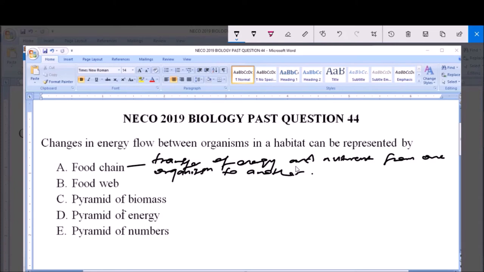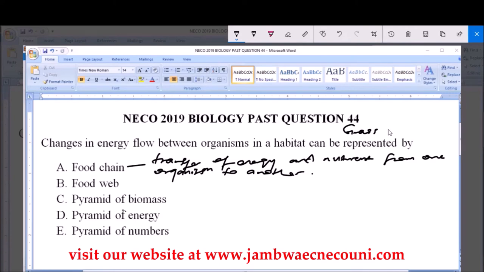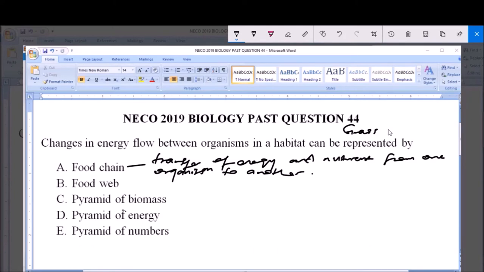Now food chain can be represented like this. Take for instance, you have a grass, then goats will feed on this grass, and then a lion will feed on the goats. Now this is a food chain. You can see the transfer of energy and nutrients from one organism to another. Now B says food web. Now a food web in an ecosystem simply represents numerous food chains, that is, how numerous food chains can be linked together.